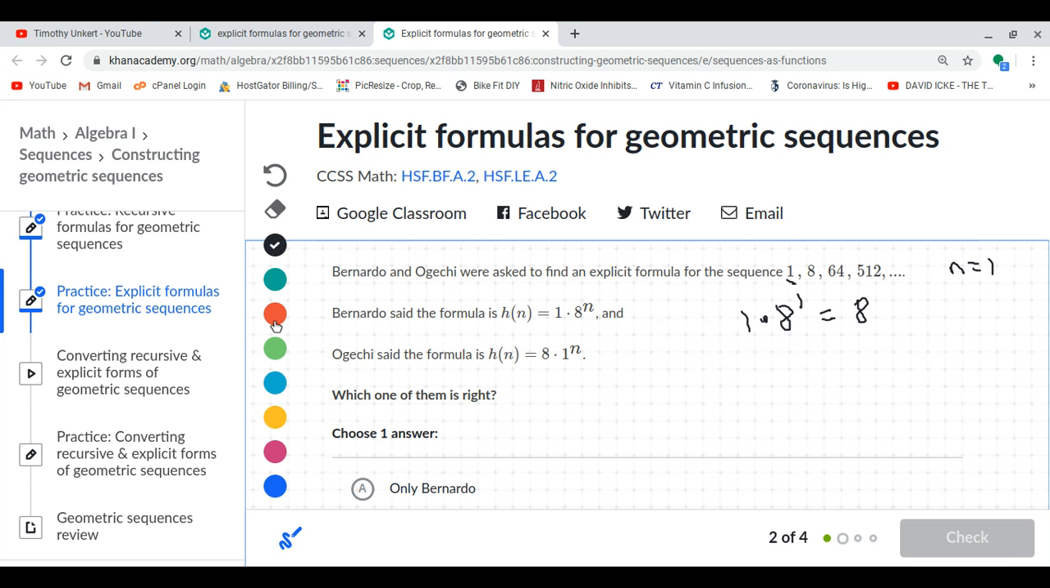I'm going to get my red because 8 does not equal 1. This is no good. Nice try, Bernardo. We're just going to cross you off here. Ogeki, I think I'm saying that right, said the formula is the nth term is 8 times 1 to the n power. Let's try that one out. For the first term, we're going to do 1 to the first power because n is going to be 1. So 8 times 1 is going to be 8. Notice the first term is not 8. So Ogeki, nice try, but no.